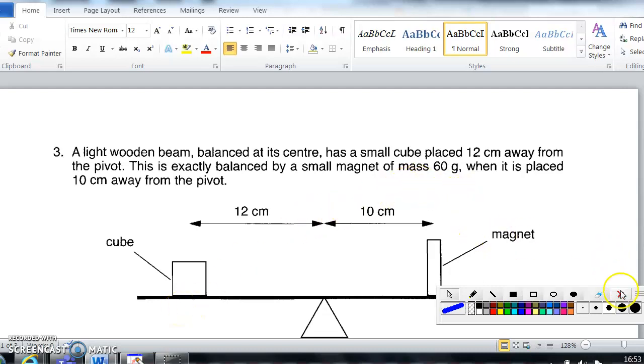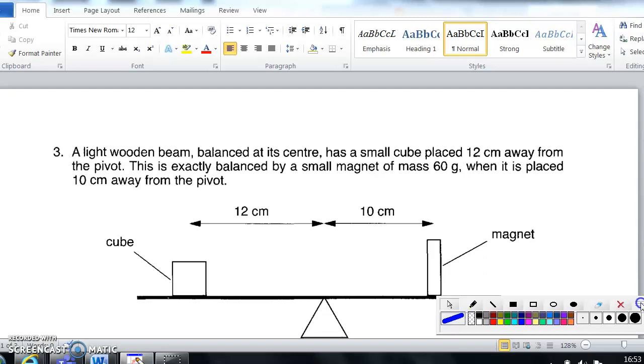Okay, so past paper question to do with moment. A light wooden beam balanced at its center has a small cube placed 12 centimeters away from the pivot. This is exactly balanced by a small magnet of mass 60 grams when it's placed 10 centimeters away from the pivot.